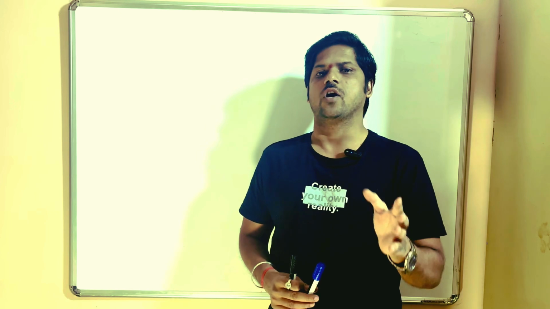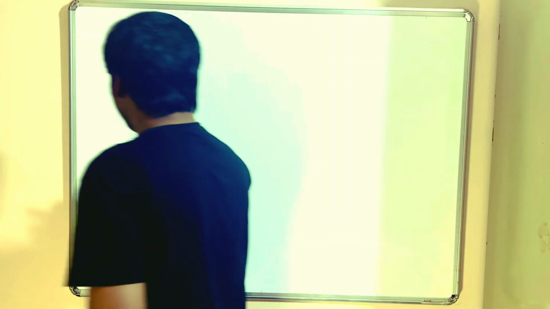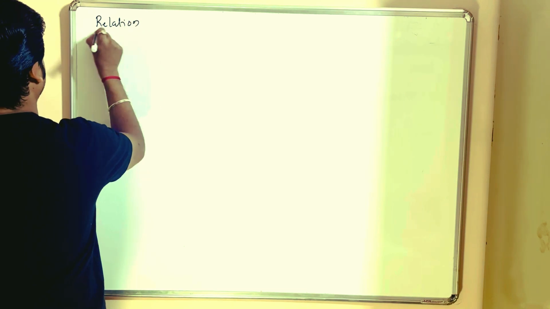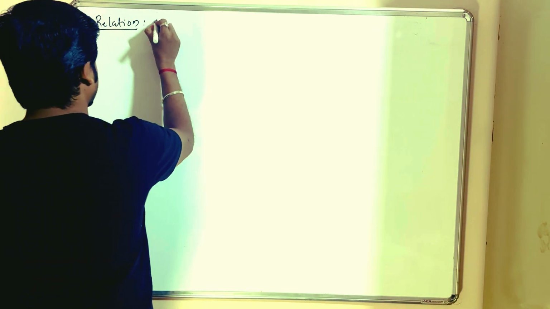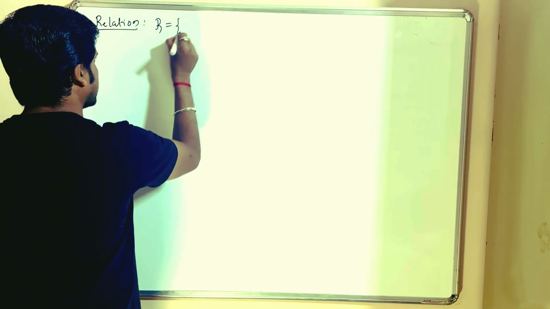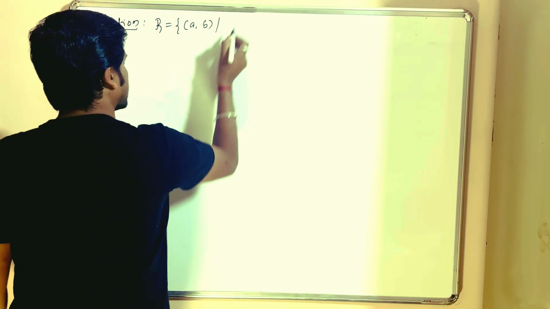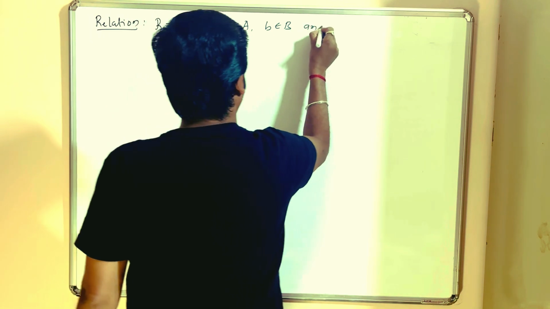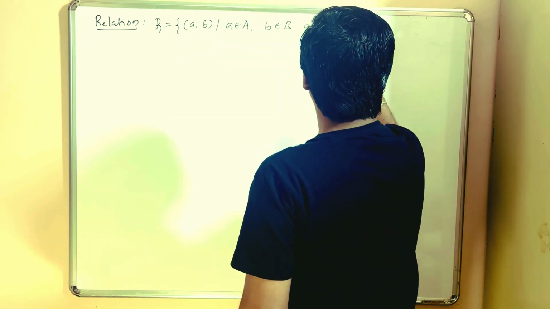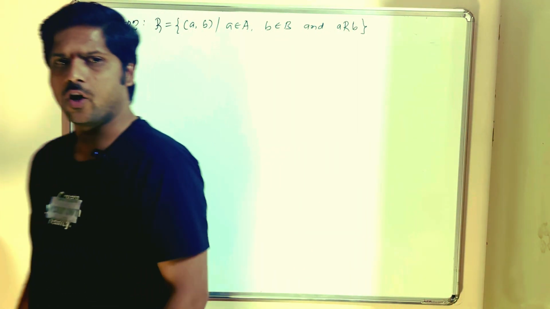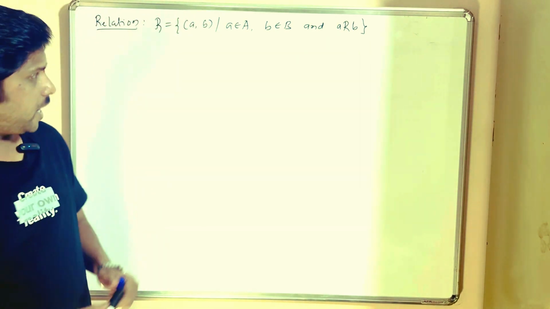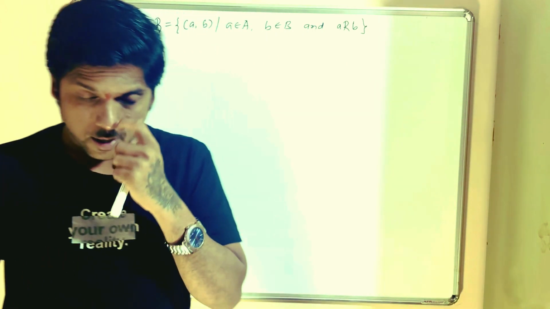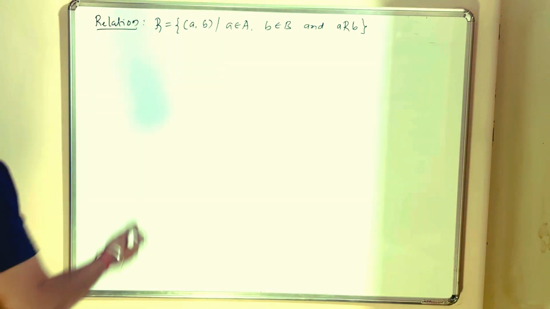Today I am going to start with the types of relations. Yesterday we studied the definition of a relation. It is denoted by capital R and defined as an ordered pair (A, B) such that A belongs to A and B belongs to B and A is related to B. Here A and B are two non-empty sets. Today we'll start with the types of relations.